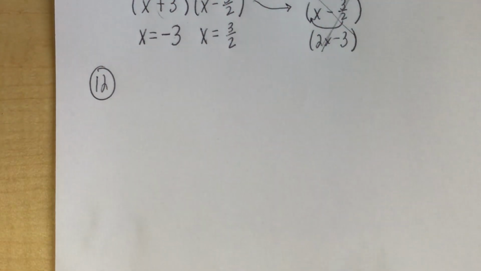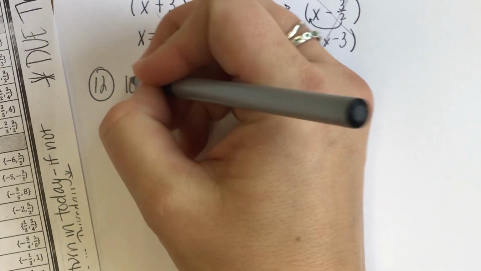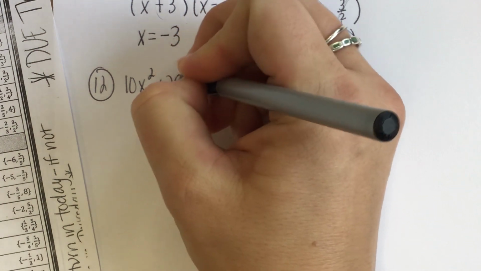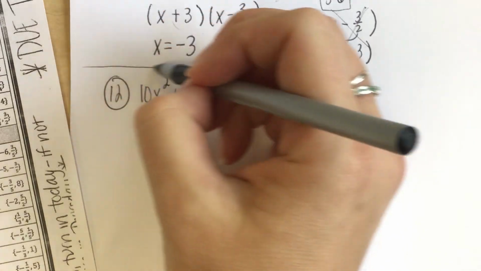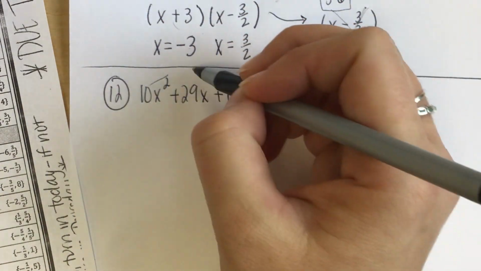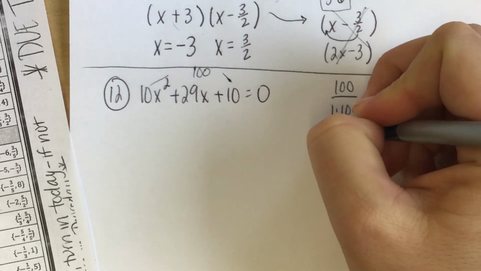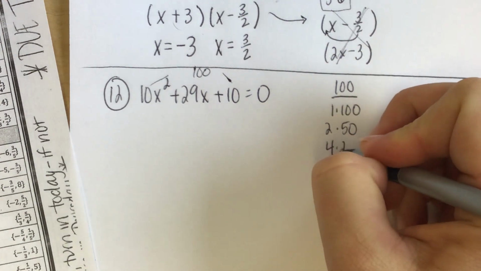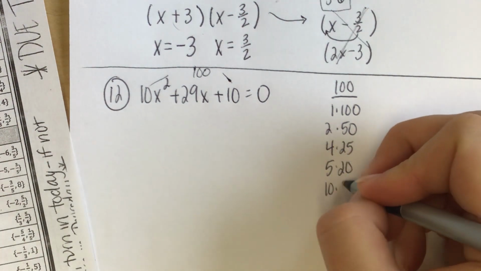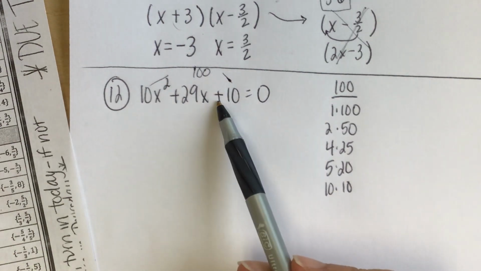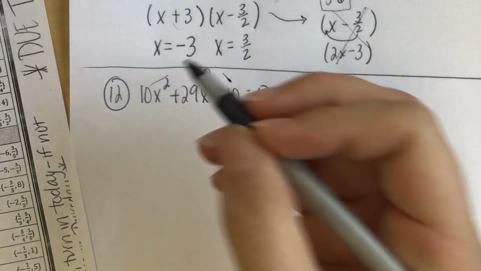Okay, I'm jumping down to number 12 on the sheet, so right here. So we have 10x squared plus 29x plus 10 equals 0. All right, so we're going to do the same thing. A times c gives me 100. So factors of 100. I'm going to write out the factors that I know of 100, and then 10 and 10. All right, so I need factors of 100 that add to give me 29. So I see this right here. Those add to give me 29.